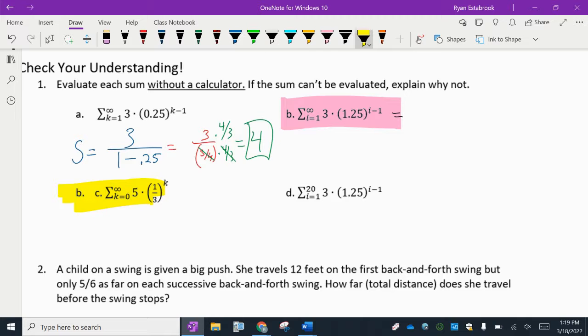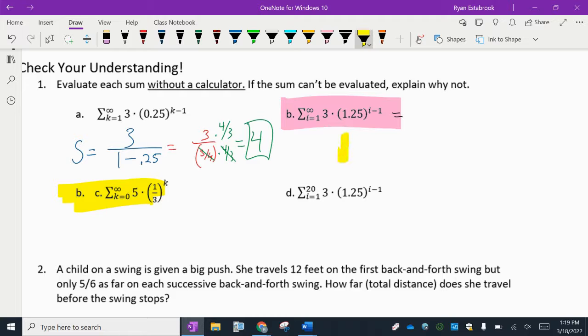Let's go to this letter B on the right, the one I have in pink. We want to find the sum of this infinite series. It's i instead of k, not a big deal. i goes from 1 to infinity, 3 times 1.25 to the i minus 1 power. Is it an infinite series? Yes. Is it geometric? We have an a sub 1. We have a common ratio.